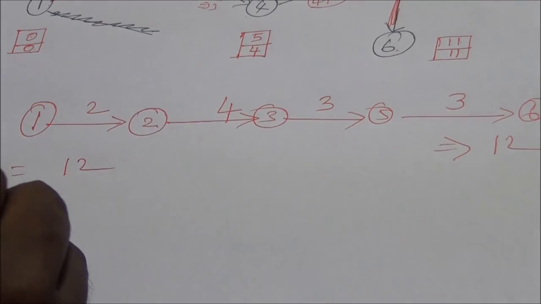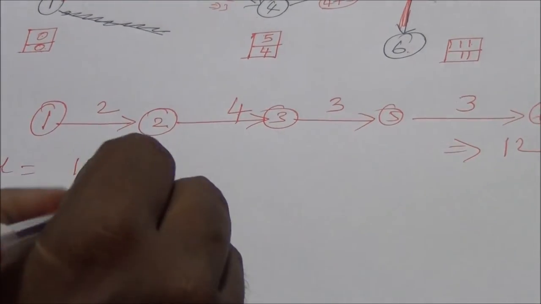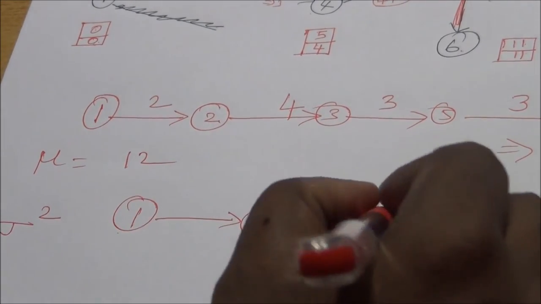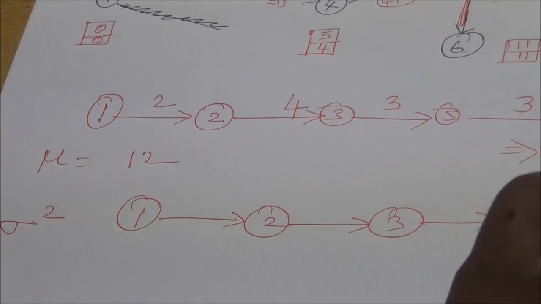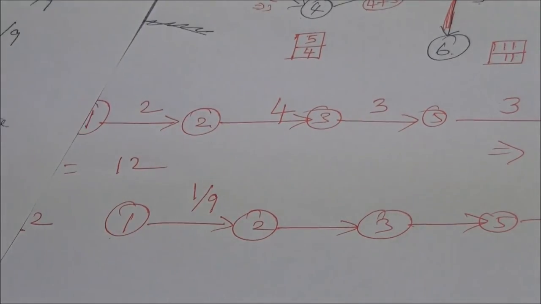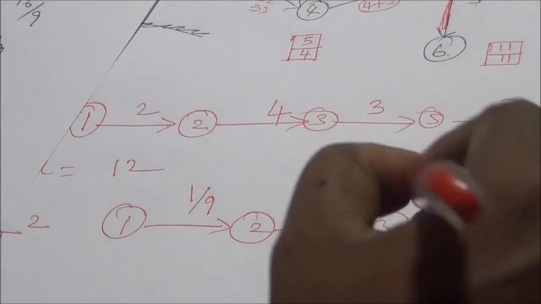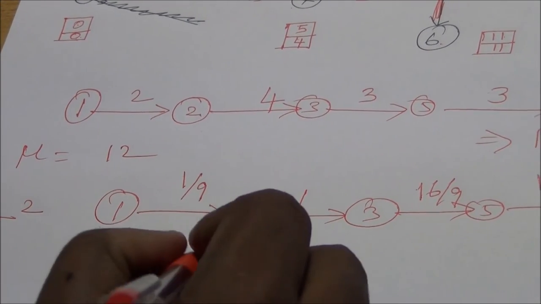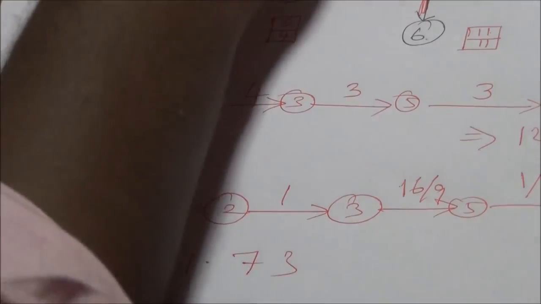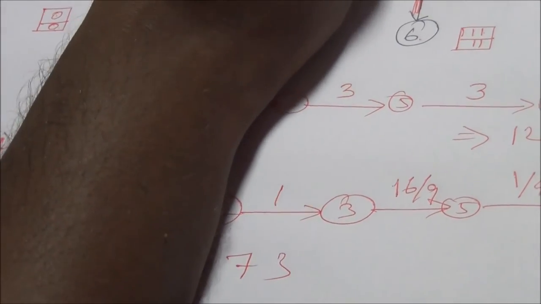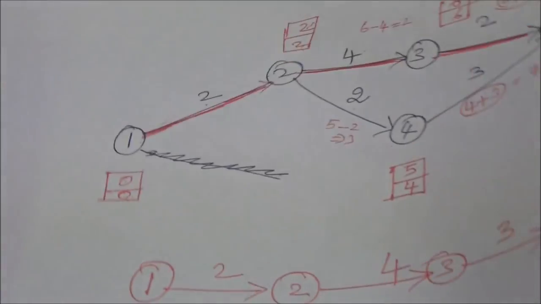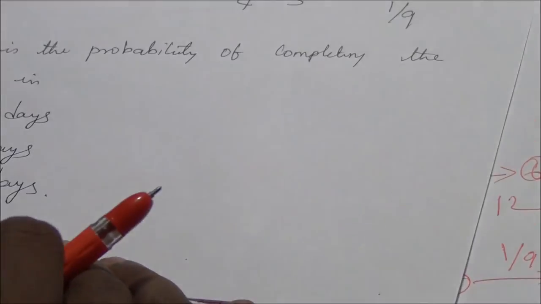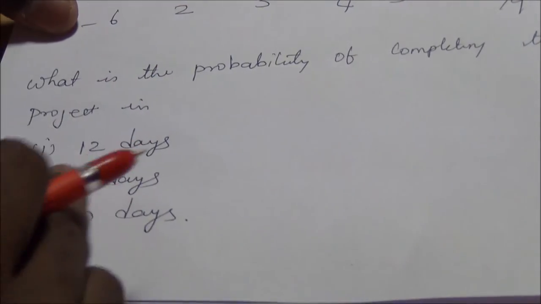So the mu value is 12, and the sigma square we have to estimate. From 1 to 2 we have 1 by 9, from 2 to 3 we have 1, from 3 to 5 we have 16 by 9, from 5 to 6 we have 1 by 9. After estimating this, the sigma value will be 1.73. So we have obtained mu equal to 12 and sigma equal to 1.73. Now we have to calculate the probability of completing the project in 12 days, 14 days and 10 days.